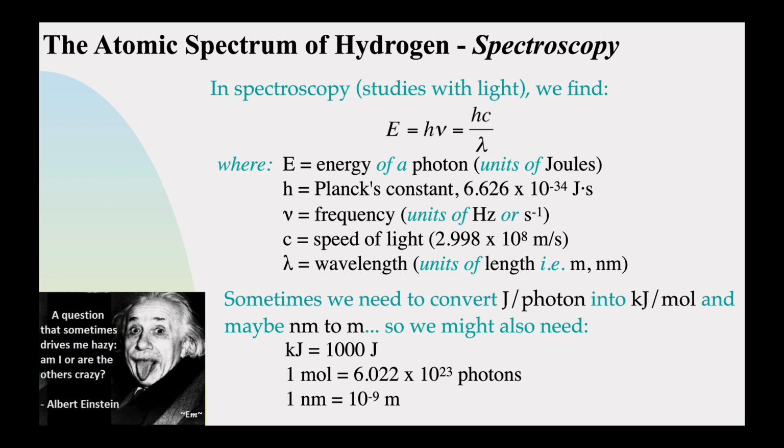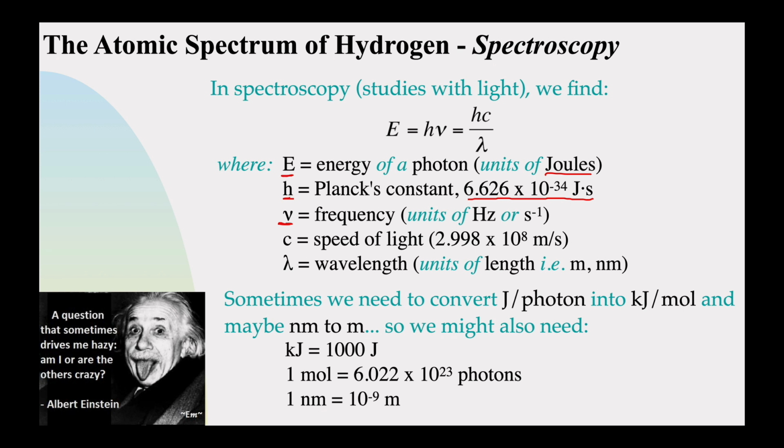Let's just review real fast what this is all about, because light is a type of electromagnetic radiation, and so these kinds of things will apply. The E here is just the energy of a photon, the smallest piece of light, and the units for that are joules. And then h, which shows up a lot, h is Planck's constant, 6.626 times 10 to the minus 34 joule seconds. h is really important when it comes to energy.